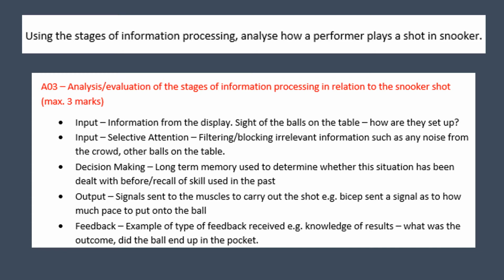And finally, you may discuss the feedback stage, and you can give an example of a type of feedback that's received after the shot has been played. So you could say that intrinsic feedback is received by the performer, and that is all about how they feel as they play the shot. Did they feel like they hit it too hard? It could be extrinsic feedback if a coach is giving them a little bit of feedback, or you could say knowledge of results, which is the outcome of the shot. So, did the ball end up in the pocket? And if so, that's probably some positive feedback for the player.